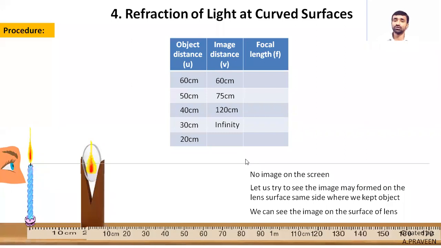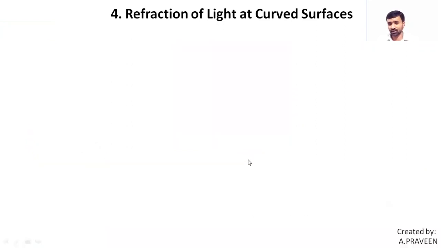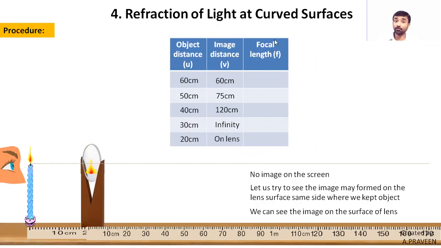Then note down the distance. To find out this distance, we have one more method. That method I'm not showing you here. I'm just giving the value on the lens, so I'm not giving that value either. Then we'll go for another position, that is placing the object at 70 centimeters.